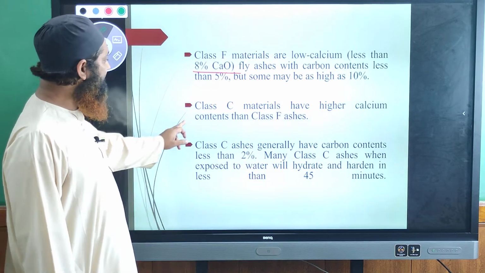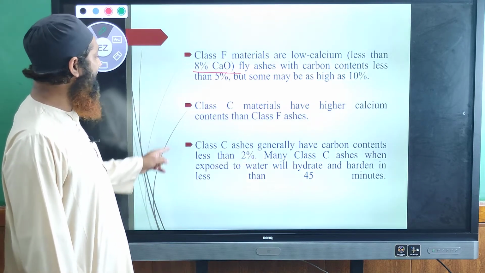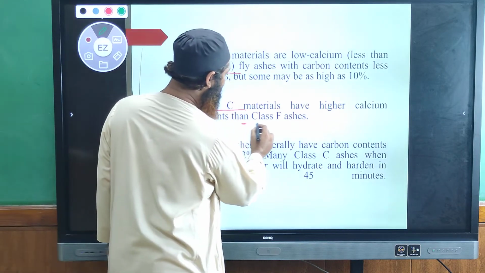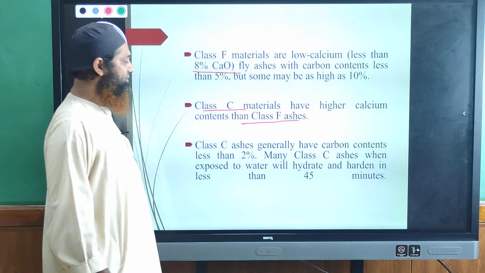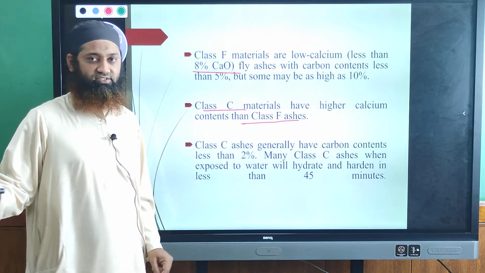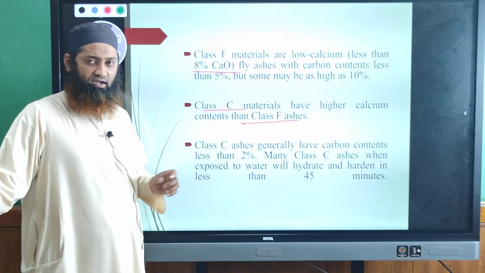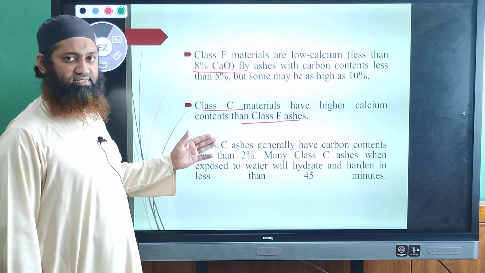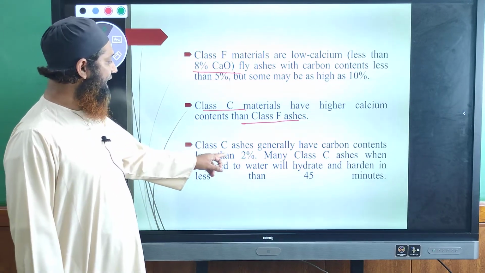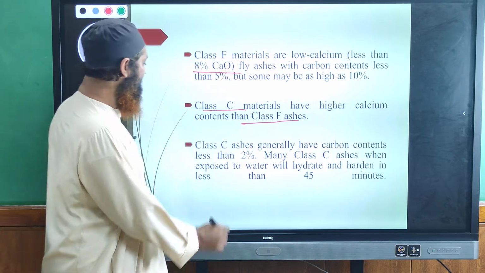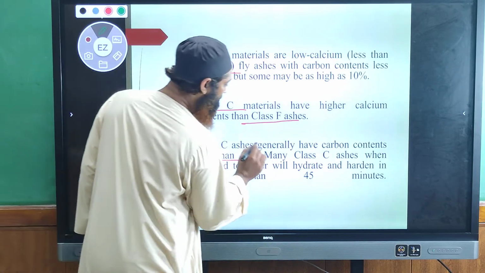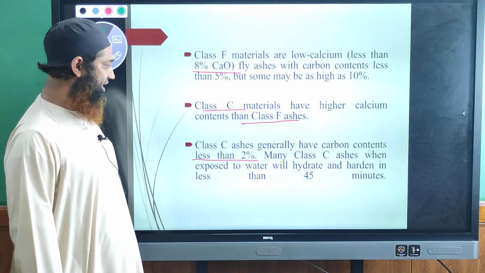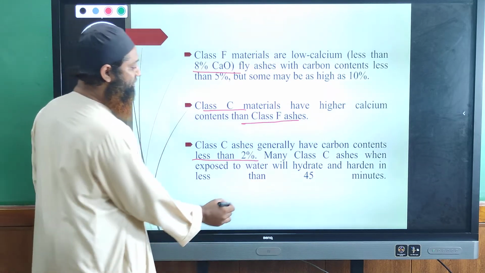Now let us see the class C materials, which have higher calcium contents than class F. So class C has higher calcium content than class F ashes. A little difference here, the calcium oxide content is a little bit greater in class C fly ash. The class C ashes generally have carbon contents less than 2%. Many class C ashes, when exposed to water, will hydrate and harden in less than 45 minutes.